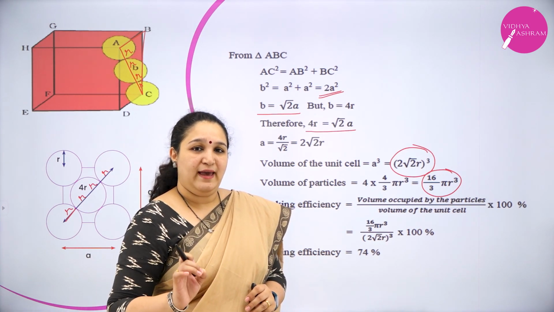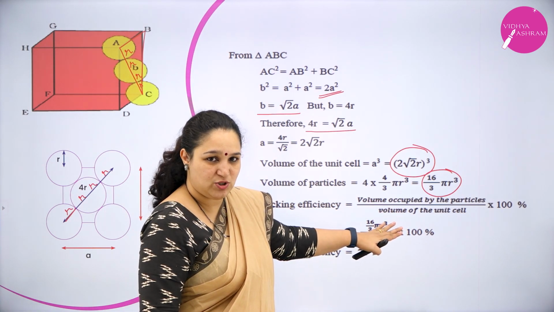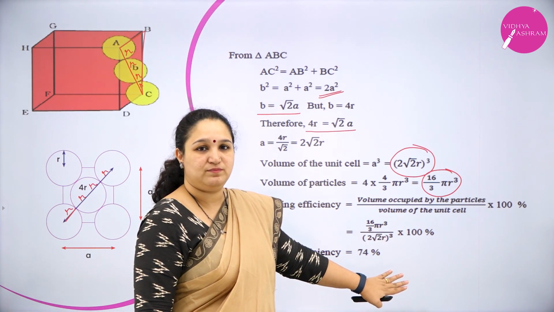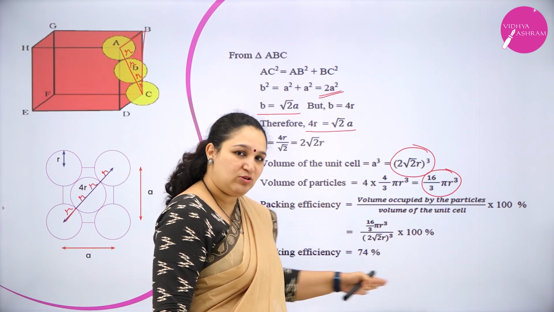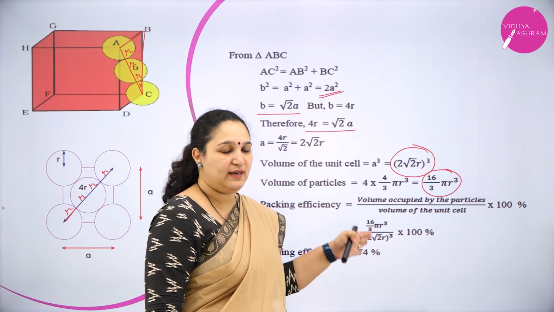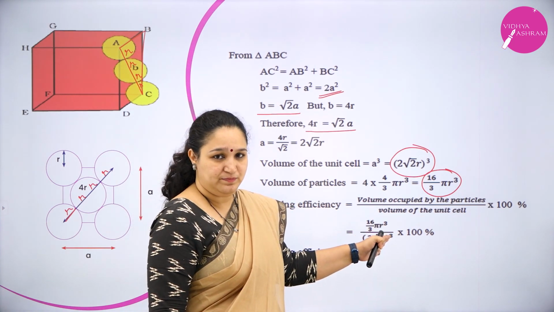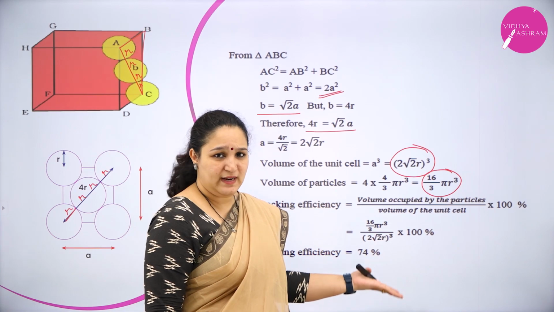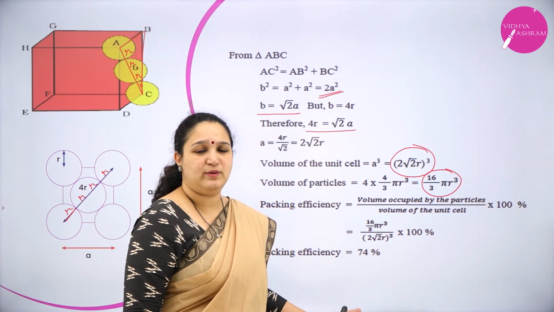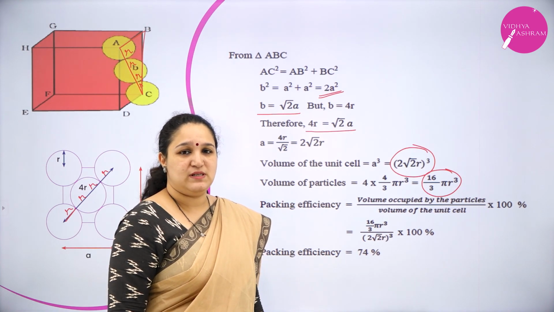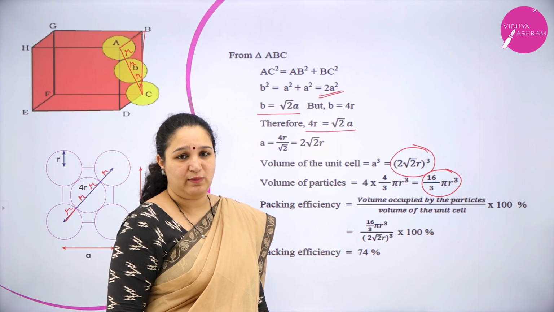For the exam purpose, you have to write the formula, you have to show one-step substitution and write the correct answer. If you forget this, always you can go back and calculate it completely, and then you will get it as 74% itself. Pi is 3.14, r cube and r cube will get cancelled. So the remaining numbers, if you do it with your calculator, you are going to get it as 74%. Is it clear? I hope you have understood about this.